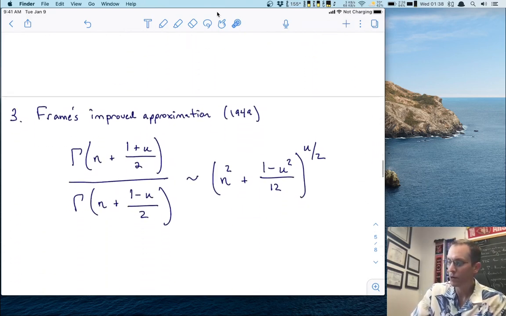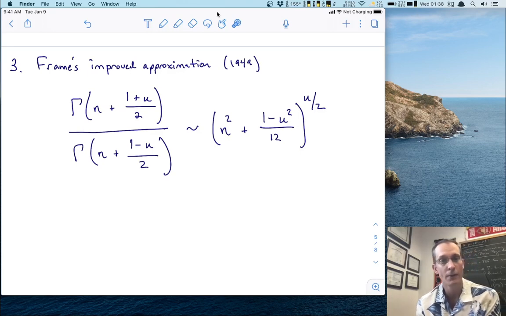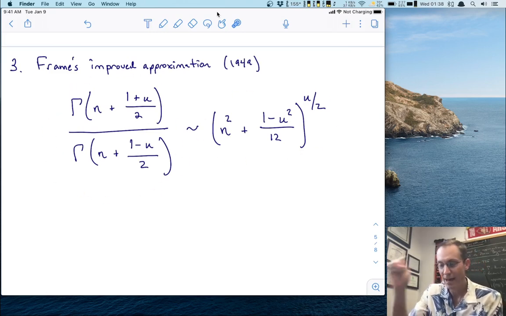The third one that I wanted to mention was Frame's improved approximation. Now, why is it improved? Well, you need to go back and read Frame's paper to see this, but it's an elegant little paper. It looks like this. If you have a quotient of two gamma functions in this really cool form, it turns out to be approximately that business.